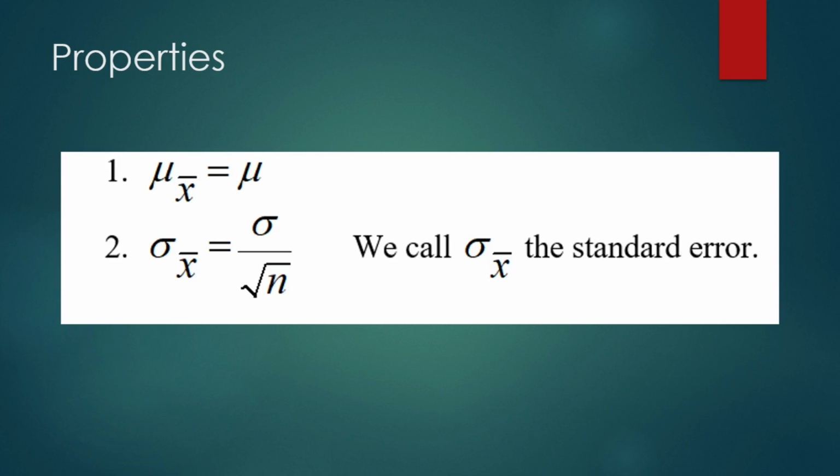The central limit theorem has two properties. The first one states that the mean of the sample means is equal to the population mean. The second property states that the standard deviation of the sample means is equal to the standard deviation of the population divided by the square root of the sample size. Here we call the standard deviation of the sample mean the standard error.